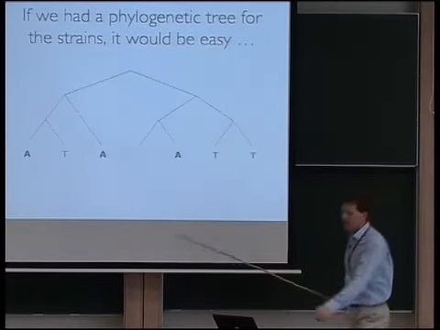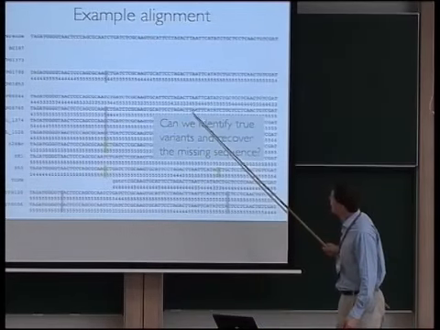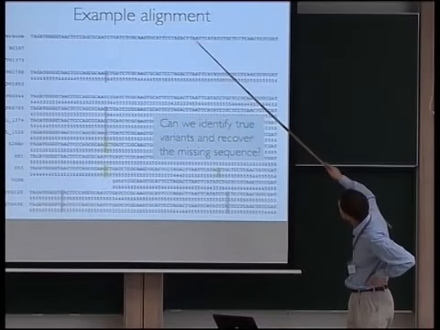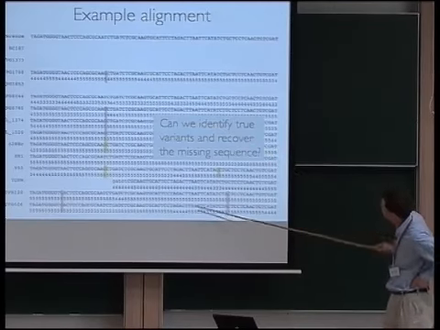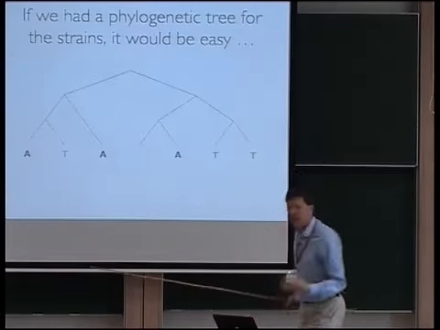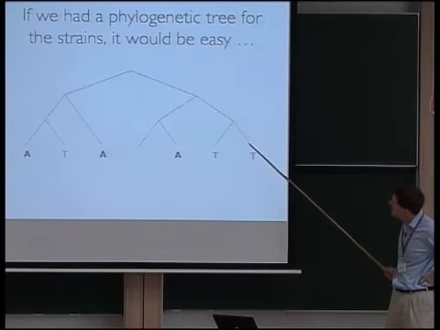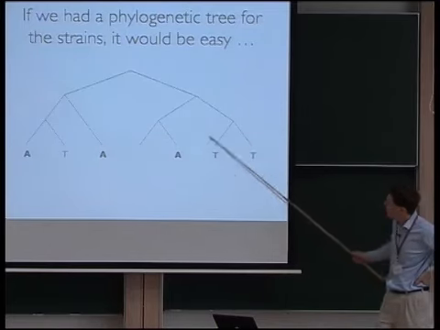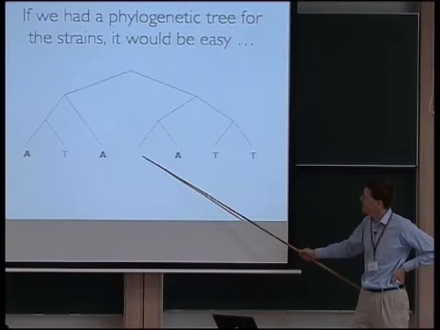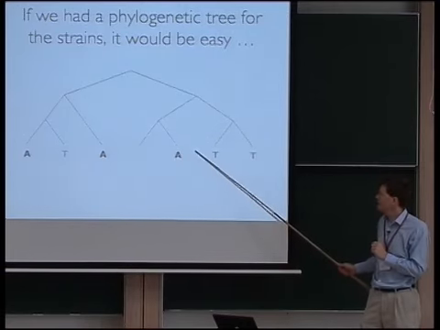Now, what we're going to do is combine data across strains. So we're going to look at the column down here. And if we knew the way that all the strains were related, this would be relatively easy. So here we have a case where we have 7 strains overall. There's missing data here. We see some A's and some T's.